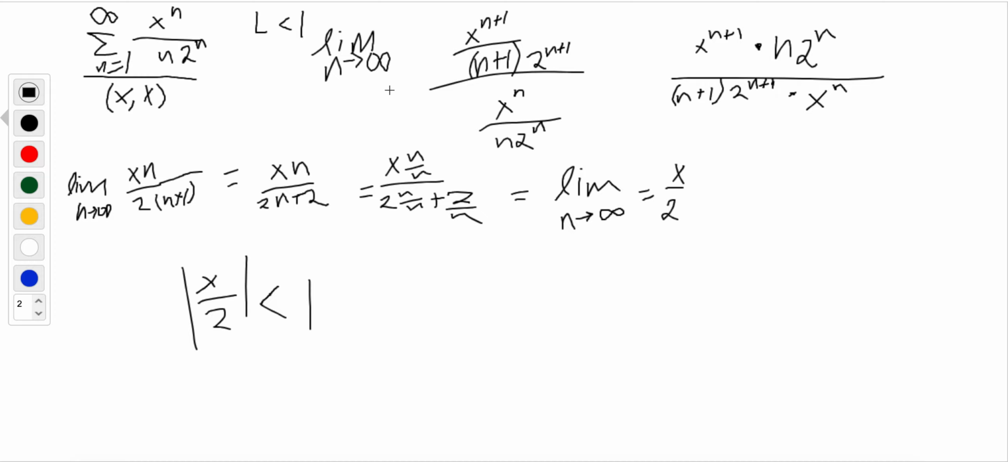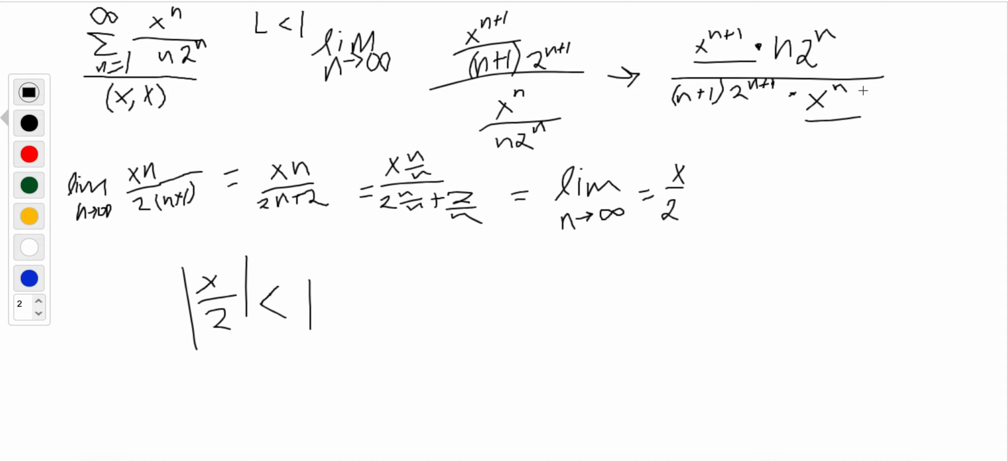So what we want to do is solve this here, this big mess. We can move the numerator of the fraction down here into the denominator, and this one down here into the numerator, and that's what we have right over here. It's going to be x to the power of n plus 1 times n times 2 to the power of n, over n plus 1 times 2 to the power of n plus 1 times x to the power of n. To simplify this further, we know that we can take that x to the power of n and x to the power of n plus 1.